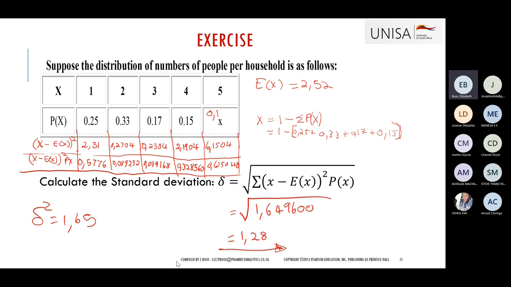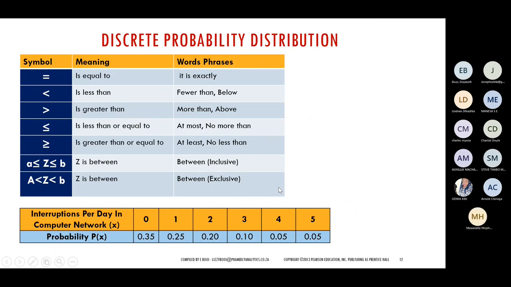Okay, let's continue now, and I'm going to give you some time to do more exercises later on. Now let's move on and look at how we calculate the probabilities of a discrete variable. So in order for you to calculate the probabilities, if we have this table, I'll use this table to do some examples of each and every one of them.